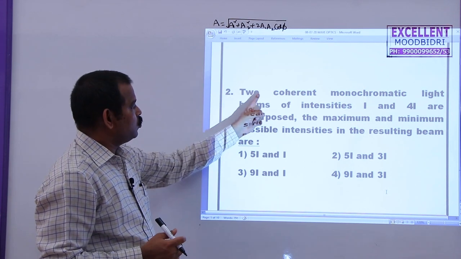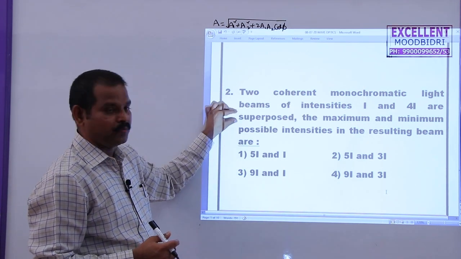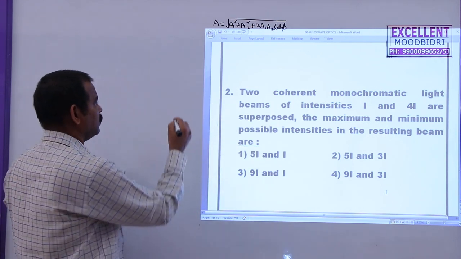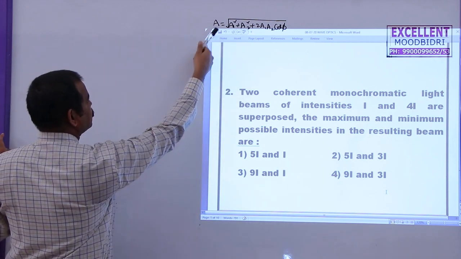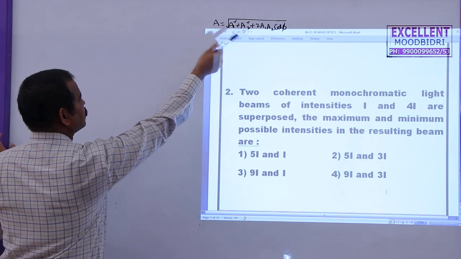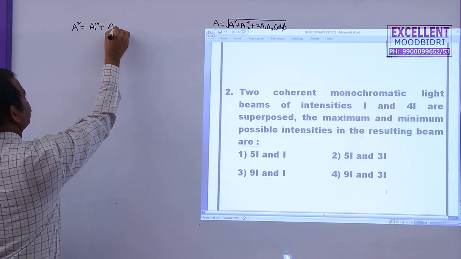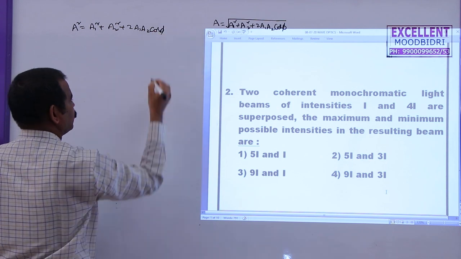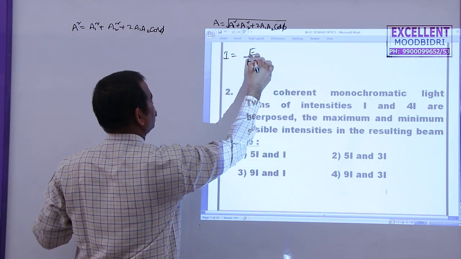Second one, two coherent monochromatic light beams of intensities I and 4I are superposed. The maximum and minimum possible intensities in the resulting beam are? If two beams are superimposed with each other, the resultant amplitude is given by A is equal to root over a1 square plus a2 square plus 2a1 a2 cos phi. Squaring on both sides you will get A square is equal to a1 square plus a2 square plus 2a1 a2 cos phi. So we know that intensity is equal to energy per unit time per unit area.